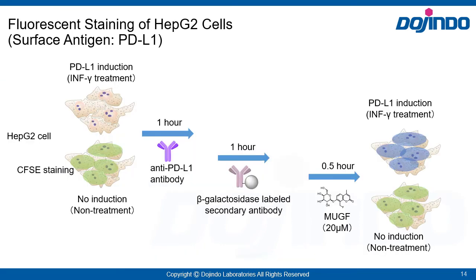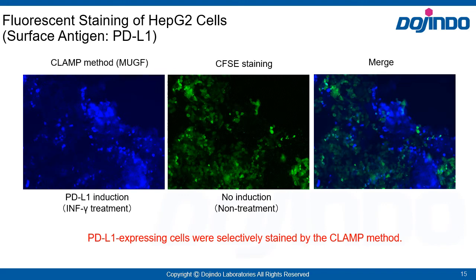Following the last experiment, we decided to test whether we could specifically stain only antigen-expressing cells even when mixed with antigen-negative cells. In order to correctly identify our antigen-negative cells, we labeled the non-INF-gamma treatment HepG2 cells with the green fluorescent dye CFSE. These cells were then co-cultured with INF-gamma treated cells and stained via the clamp method, blue. Here we have the results of that test.